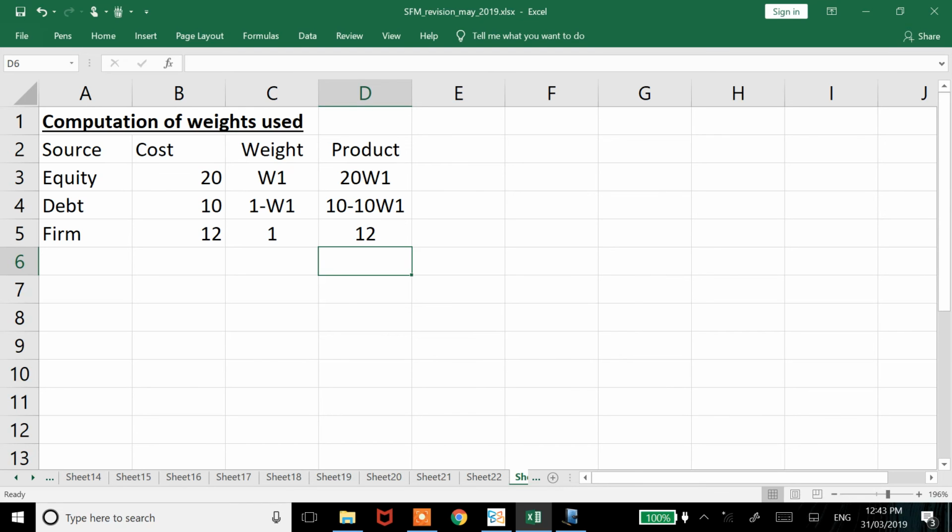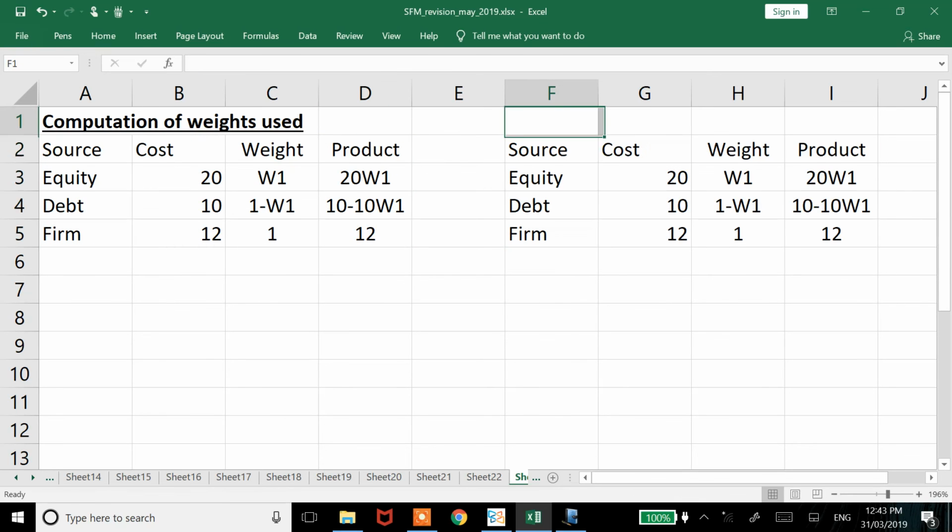That's the firm's total. You will get to know W1 and W2, the weight of equity and weight of debt. How much? 20% and 80%. So this is what he had done.